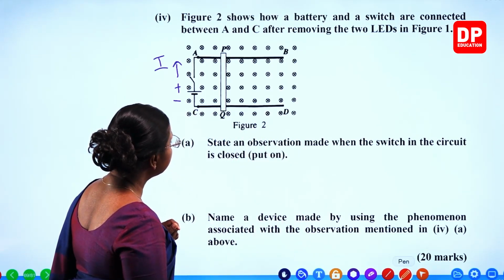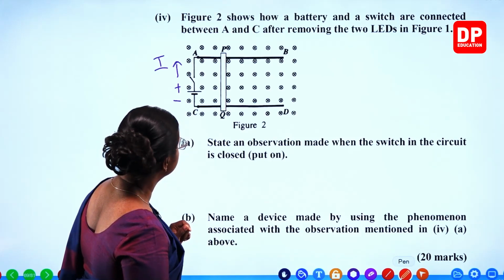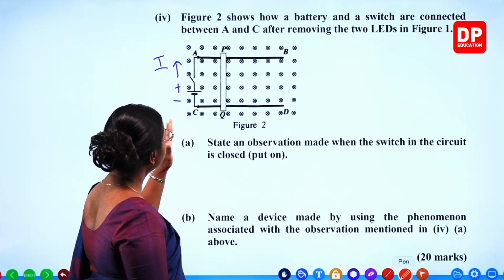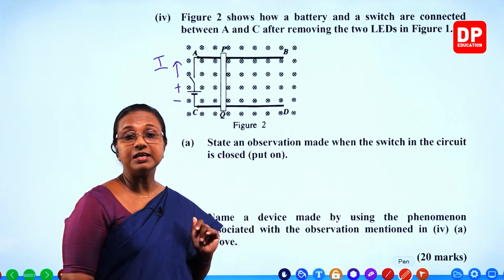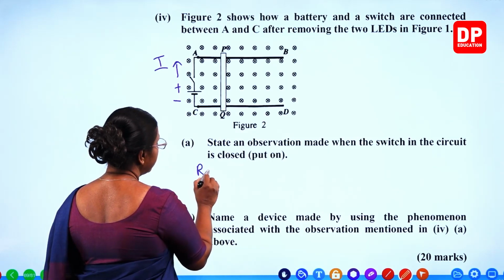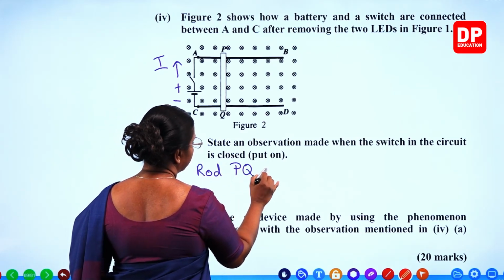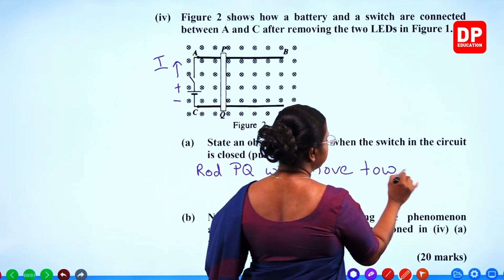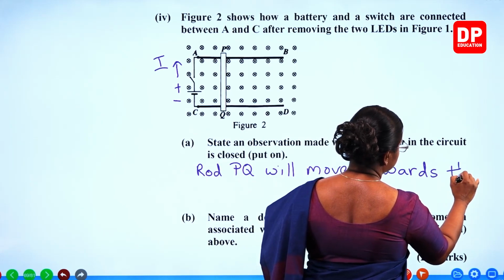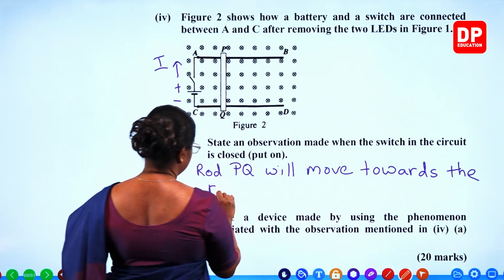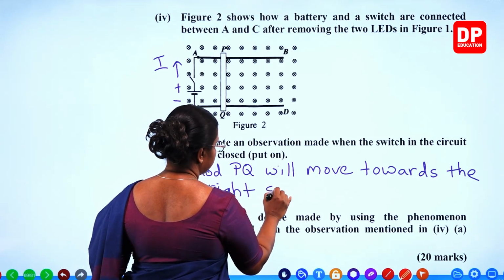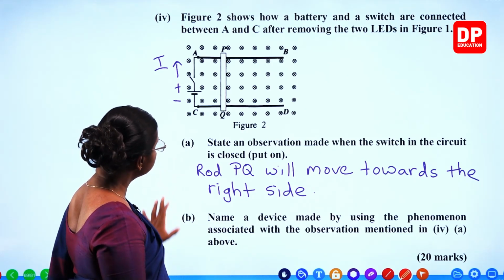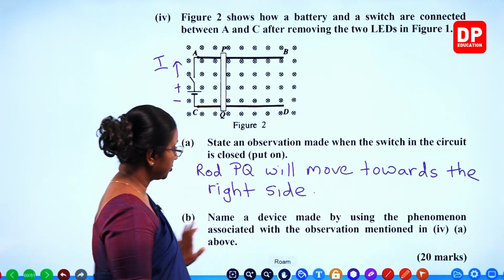So, if we look at the questions related to that, part A: state an observation made when the switch in the circuit is closed. You can see the rod PQ moving towards the right side. So, the rod PQ will move towards the right side. Is that clear, student?